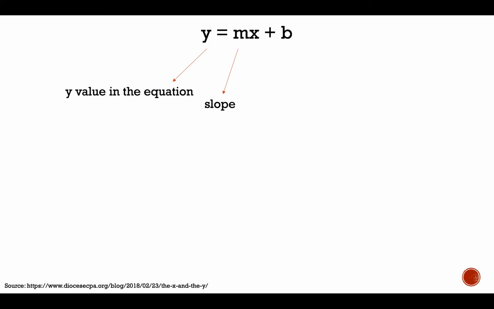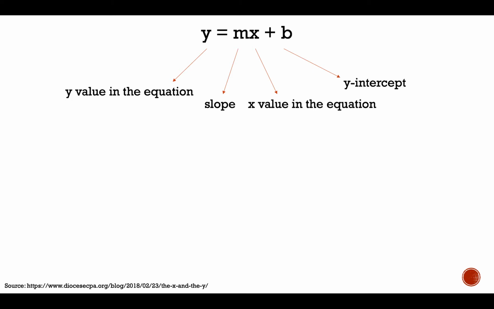So let's start with the basic linear equation, y equals mx plus b. The y represents the y value in the equation. M stands for slope, x is the x value in the equation, and b is the y-intercept.